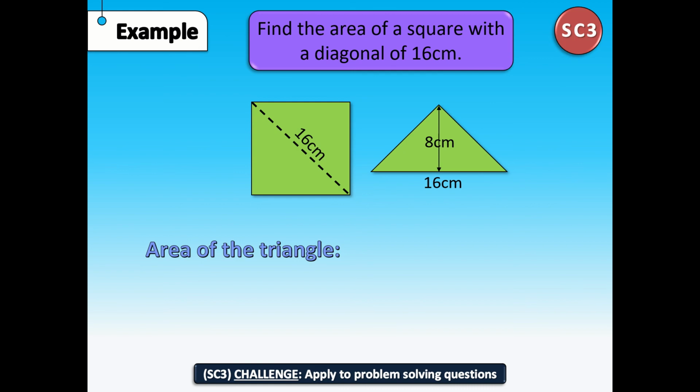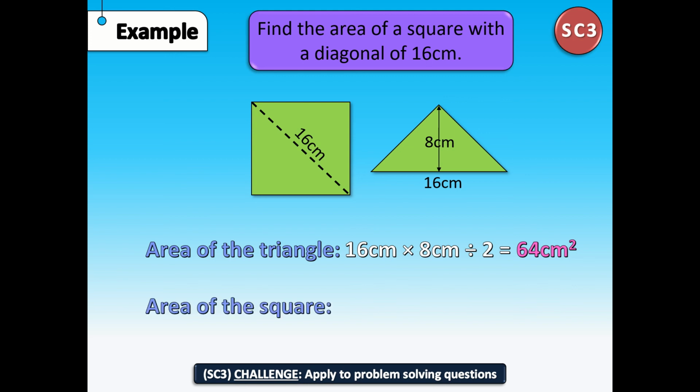So the area of the triangle will be 16 times 8 divided by 2, so that's 64 centimeters squared, and there's 2 of these triangles that make up the square. So the area of the square will be 64 centimeters squared times 2, so that's 128 centimeters squared.